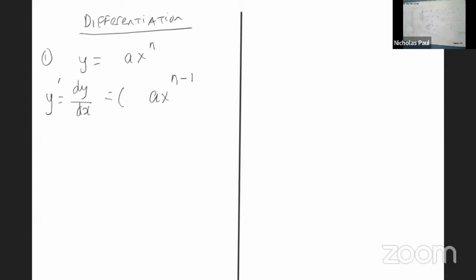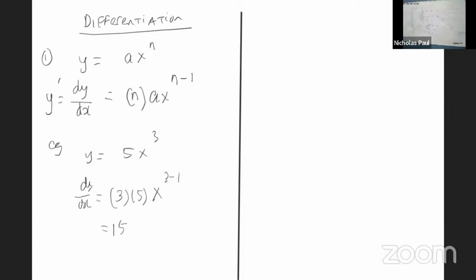As I was saying, to differentiate, you bring down the power, which is n, and then you just minus 1 from your new power. For example, if you have y is equal to 5x cubed, the differential of 5x cubed, you bring down the 3, you write back the 5, and you minus 1 from the power. So you'll get 15x squared.